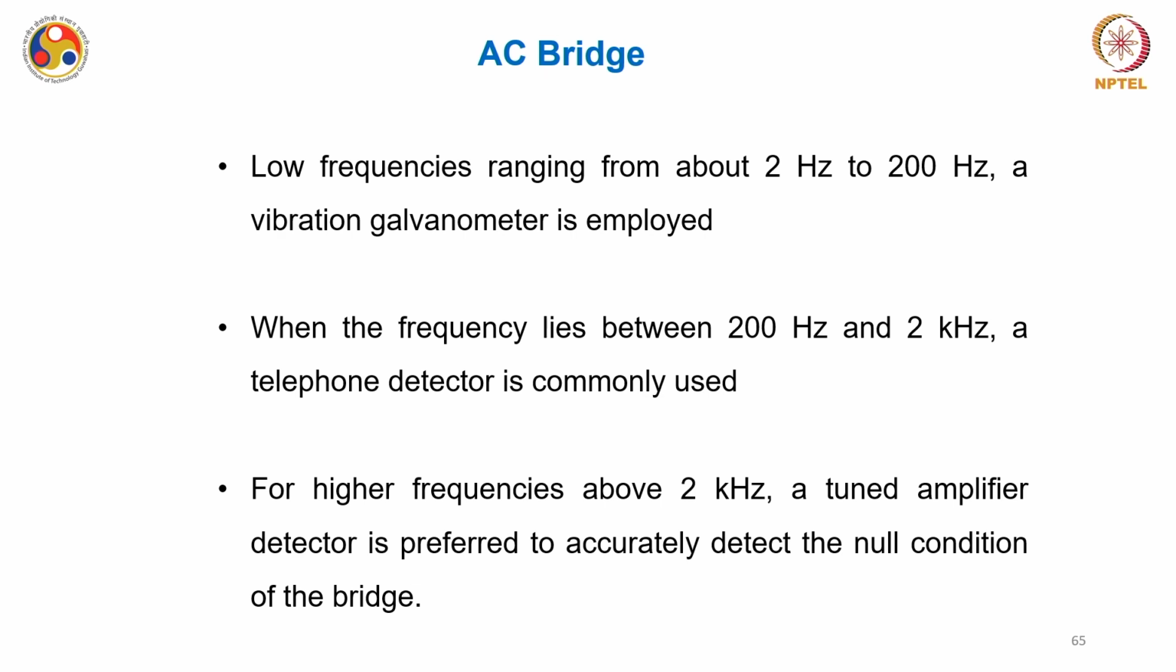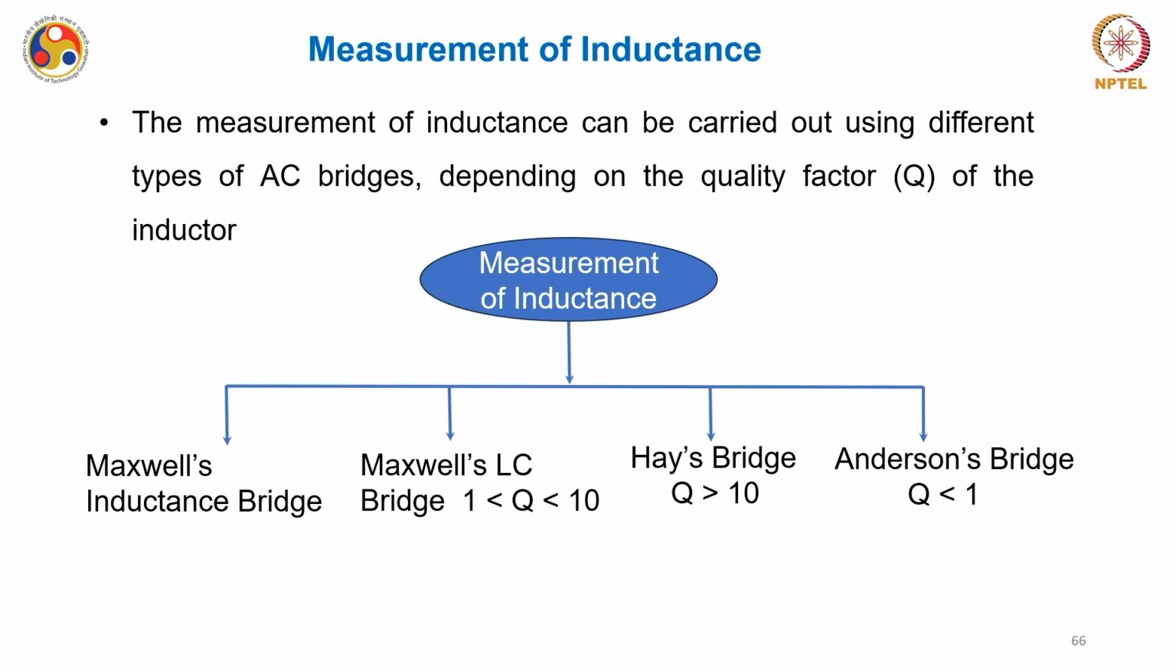For low frequency, ranging from about 2 hertz to 200 hertz, you use a vibration galvanometer. Then for a different range, like 200 hertz to 2 kilohertz, you use something else. For higher frequency above 2 kilohertz, again you use another way to measure this, like tuned amplifier detectors, because of their accuracy.